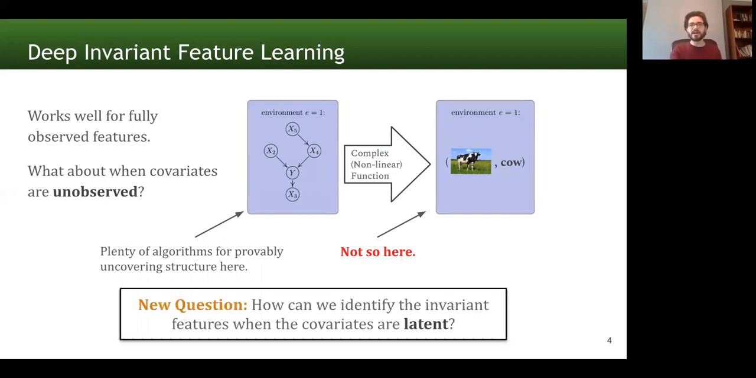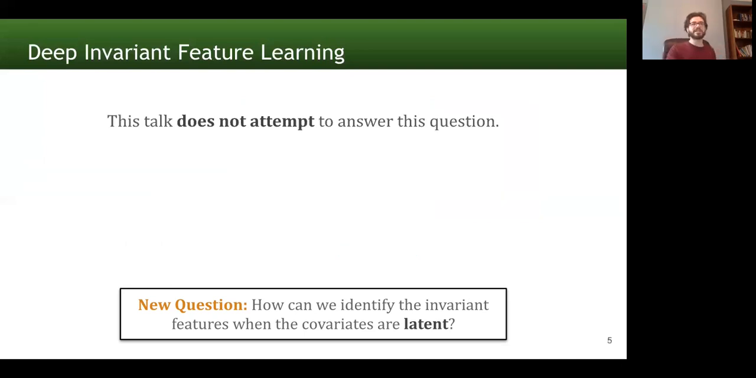So this raises the obvious question: how can we identify these features that are invariant with respect to the target and will allow us to generalize in a minimax sense, even when the covariates are latent and we don't directly observe them? So this is an open question. It's recently gaining traction, this research direction. Just to be clear, this talk does not attempt to answer this question.